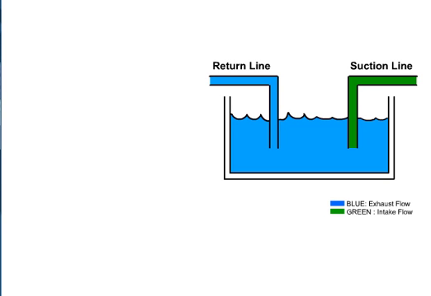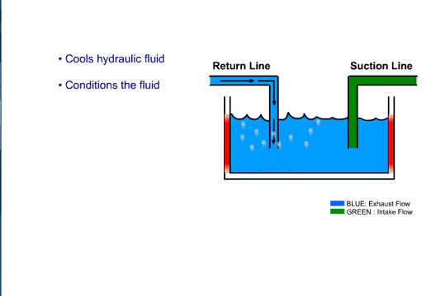In addition to holding the system fluid supply, the reservoir serves several other important functions. It cools the hydraulic fluid. This is accomplished by dissipating excess heat through its walls. It conditions the fluid. As oil waits to leave the reservoir, solid contaminants settle, while entrained air rises and escapes.